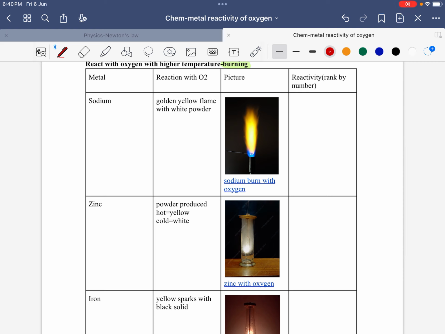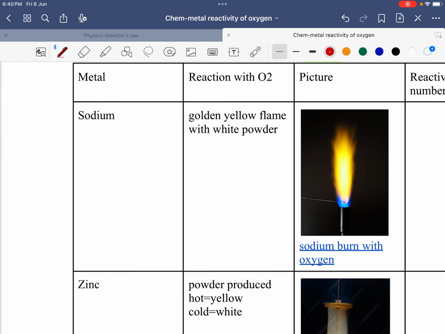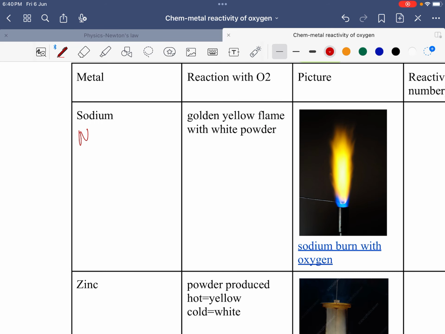I can see that you have normally written down all the equations, so let's go through them together. For sodium, it is Na with O2, so the product is sodium oxide. So how do we balance the equation? You can see that on both sides, the number of atoms in the reactant and product is not equal.